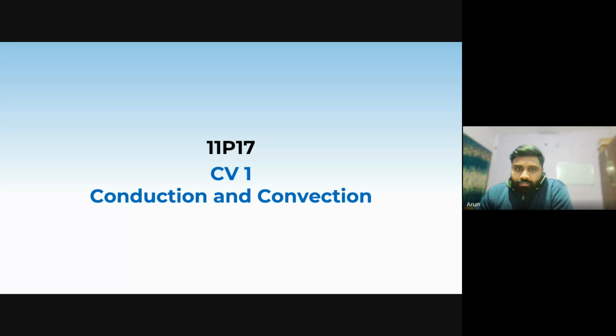Okay, so the first topic that we have is conduction and convection. Now, what is conduction, what is convection, what is radiation, and what is the need of studying them today? In thermodynamics, the basic thing we have is to transfer heat. We are getting heat from the thermal reservoir, transferring it to do some work, and then rejecting it to the sink.